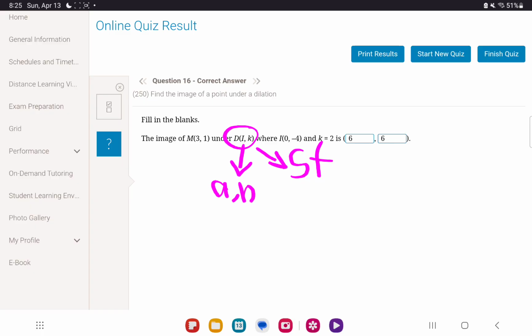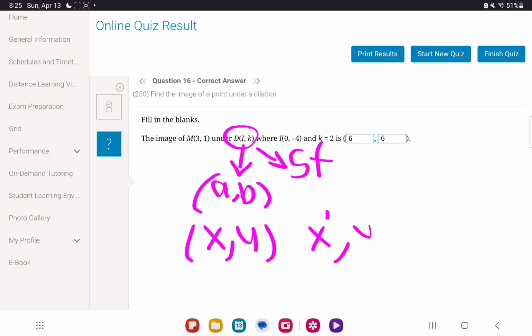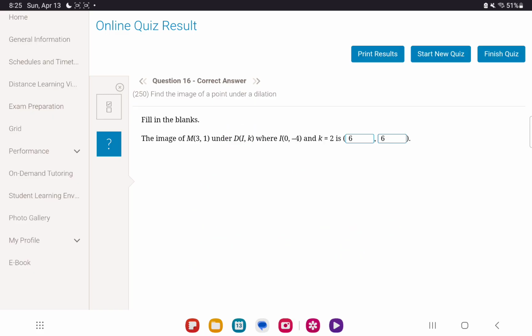A and B. Okay? So now to find these coordinates, we're going to make X and Y into X prime and Y prime. Okay? So that we understood. Now to find that X prime and Y prime, we have two different rules. The first rule for the X prime is K, which is the scale factor, which we don't need to find because they already gave it to us.